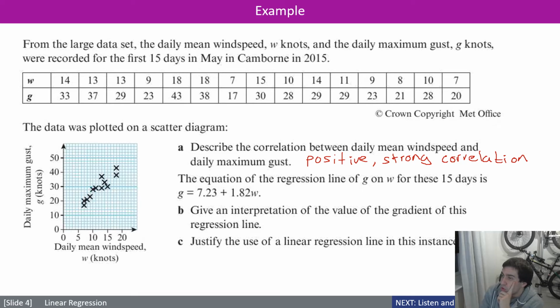If you were not sure whether to call it strong or weak, or you wanted to double check, then you could also calculate the PMCC and see it. In this case, it should be something fairly close to 1.